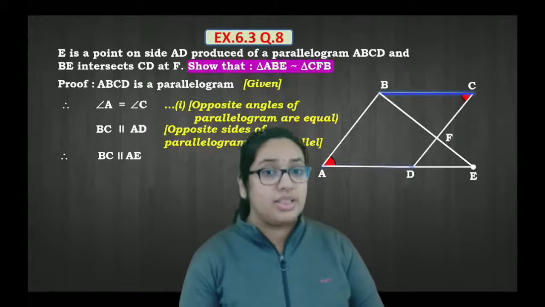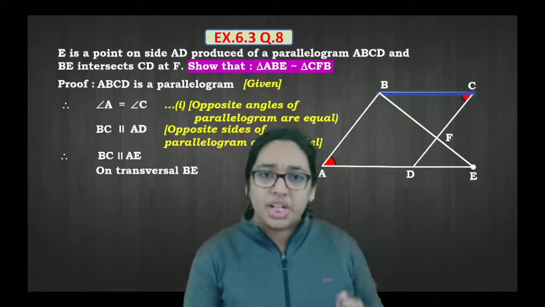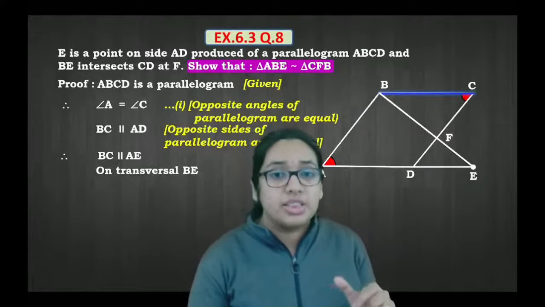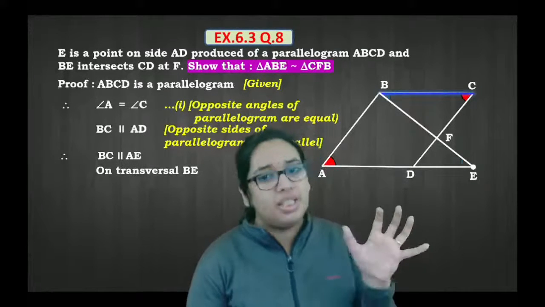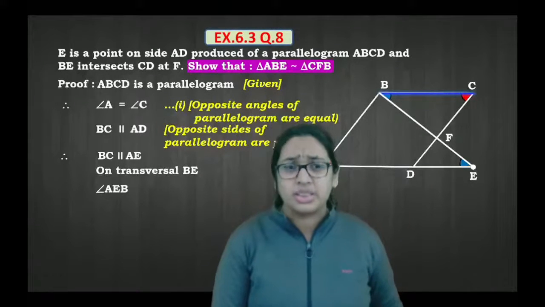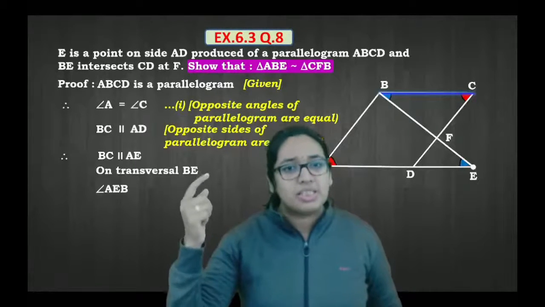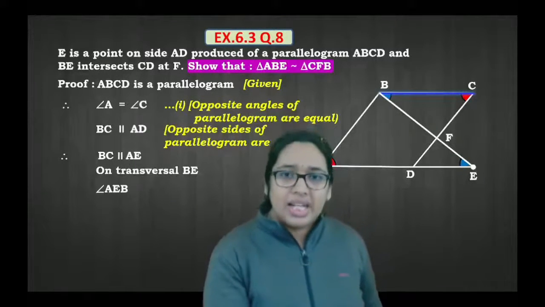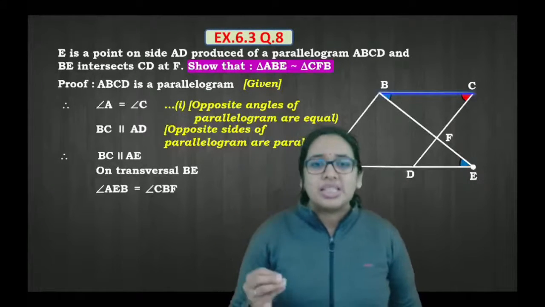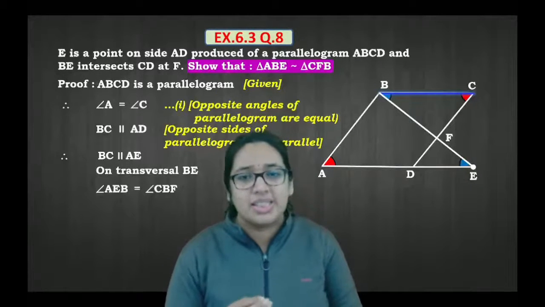So BC is parallel to AE and BE is nothing but a transversal. So transversal and two parallel lines. If this is the case, then we can say many angles are the same as other angles. So because of this transversal BE, and BC is parallel to AE, I can say that angle AEB is the same as angle CBF. ABE is the same as CBF.